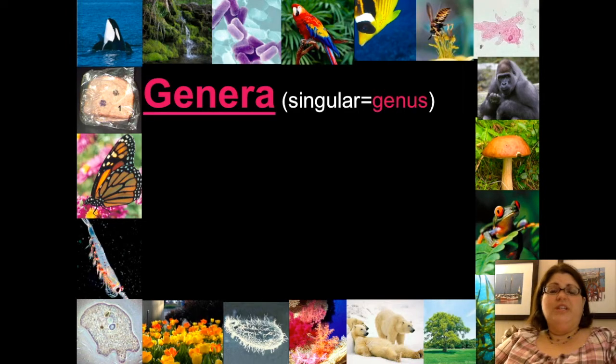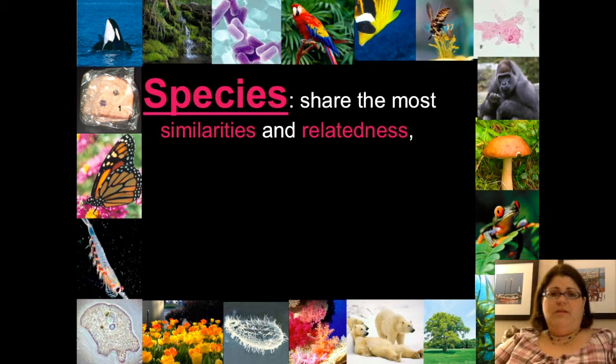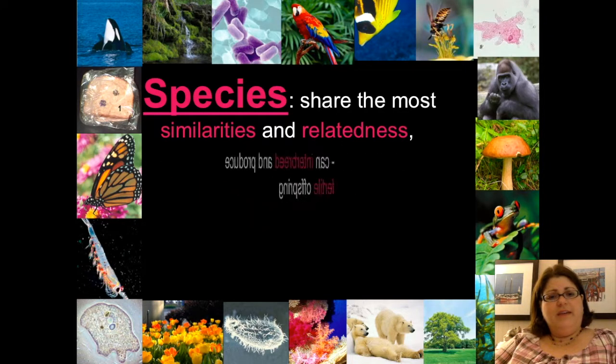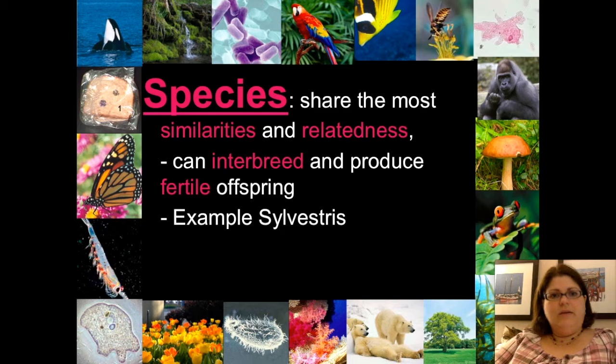Genus is the more common term; genera is plural. Genus is our next level, so Felis would be a smaller subgroup of the cat family. And finally, the most specific level that we talk about here officially is the species. So remember, the same species have the most similarities and the most relatedness of all of the levels of taxa. And what makes the members of the same species part of the same species is that they can interbreed and produce fertile offspring. So an example would be sylvestris. So Felis sylvestris would be the house cat.